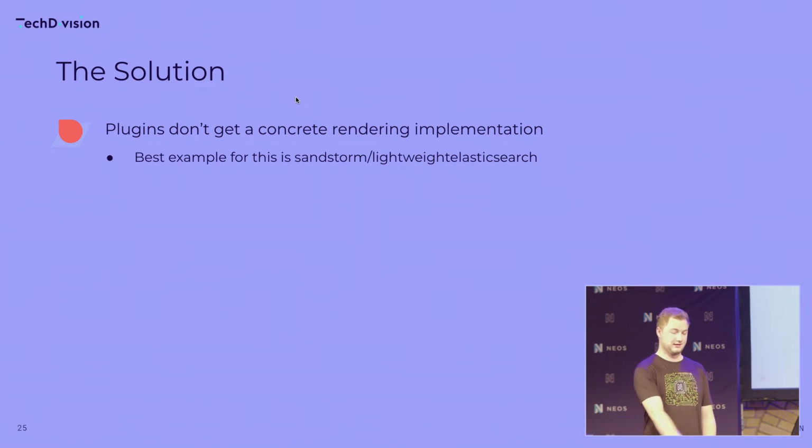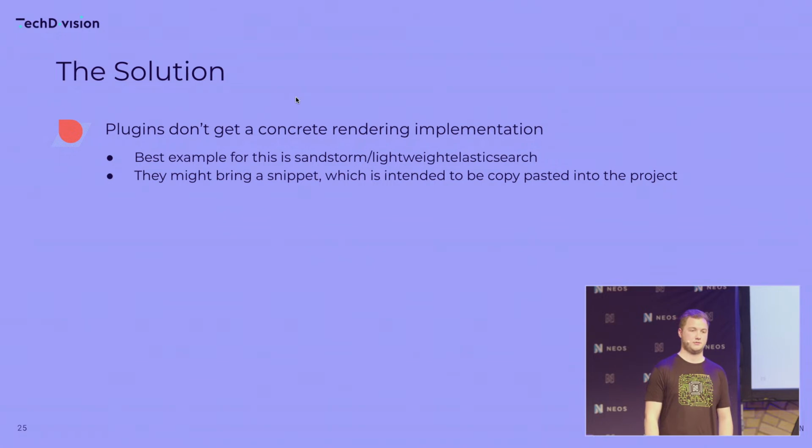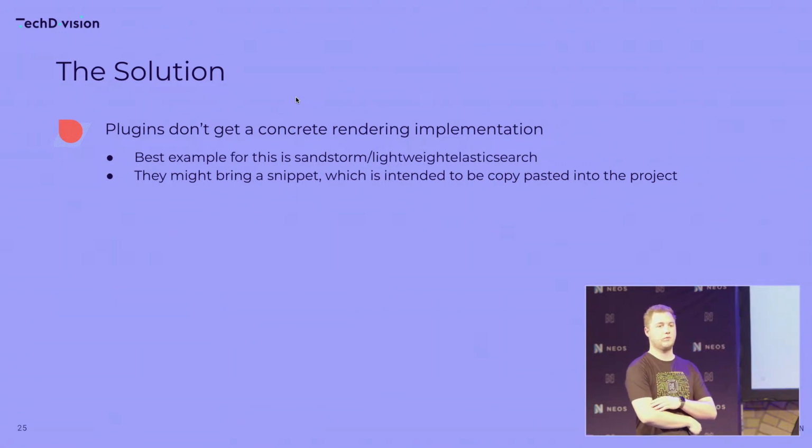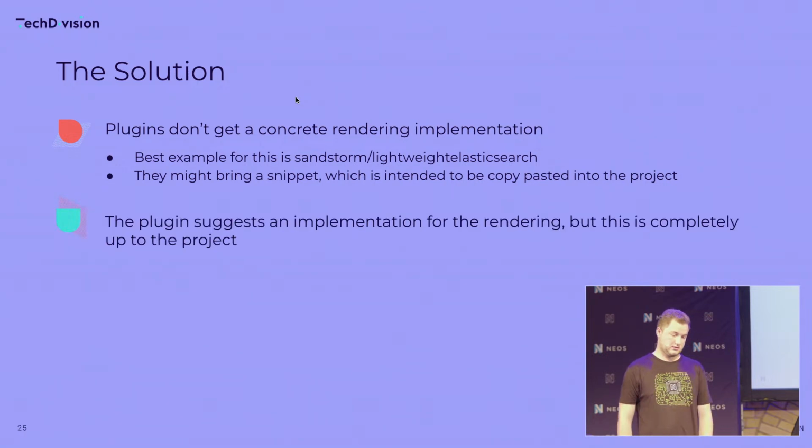A good example for this is the lightweight Elasticsearch from Sandstorm by Sebastian. This plugin doesn't provide any rendering, but it provides a small getting started snippet, which is intended to be copied into the project. So you read the README and there's a snippet, and you just copy it into your project, and then you can do whatever you want with the rendering, but you don't have to override the original plugin. Therefore, it's completely up to the project how they want to implement the rendering. And a plugin becomes more manageable and better to maintain.